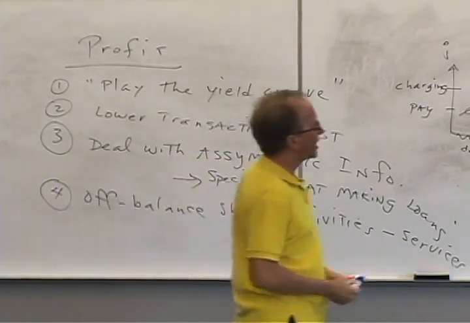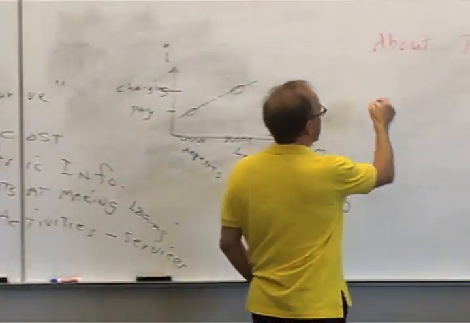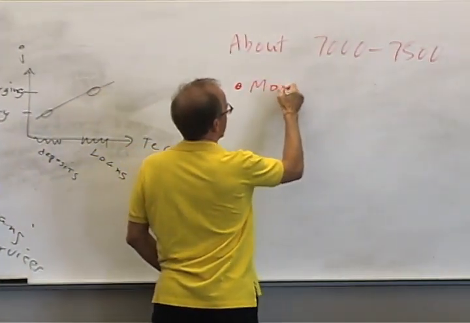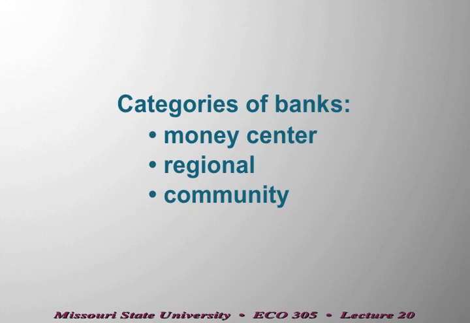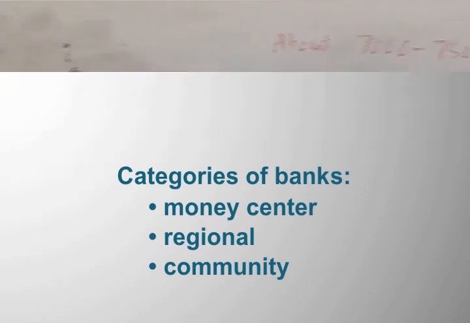Okay? There are types of banks, and we'll have three categories here: money center banks, regional banks, and community banks. So let's just talk about them in that order.